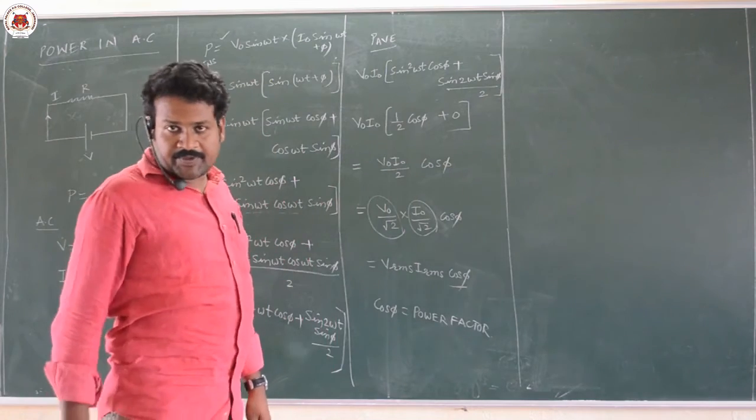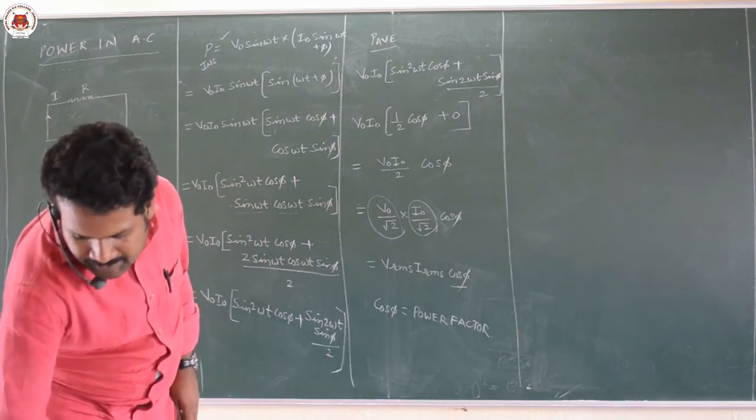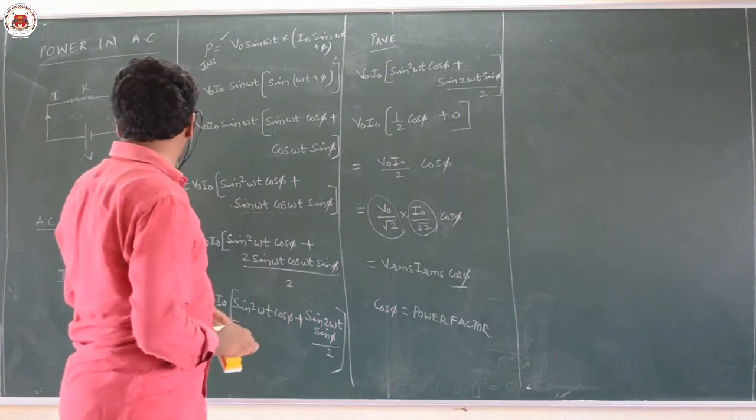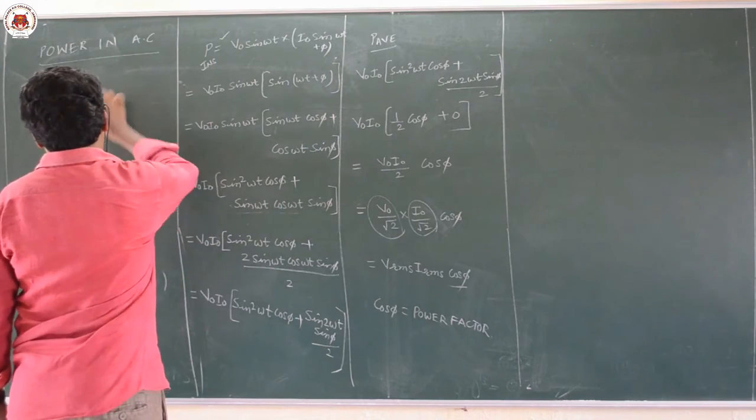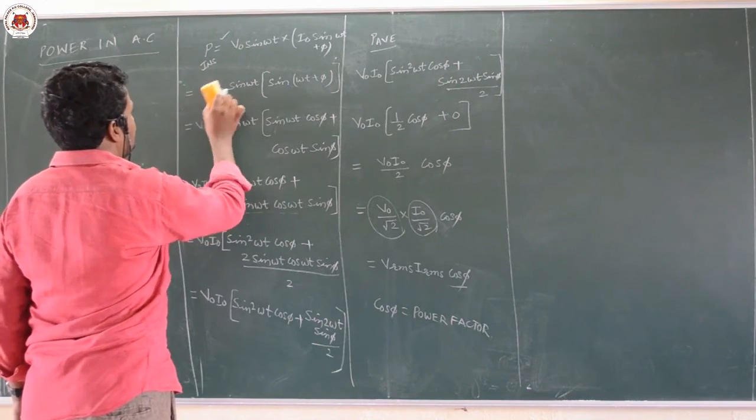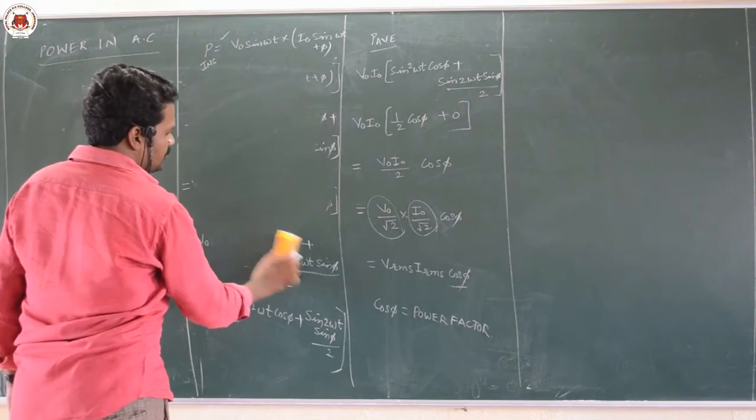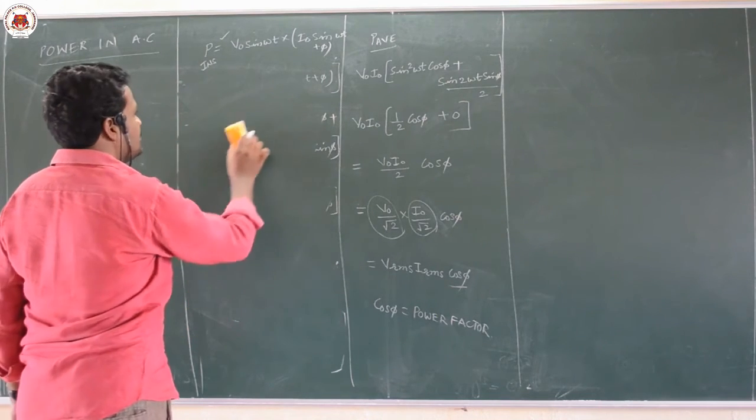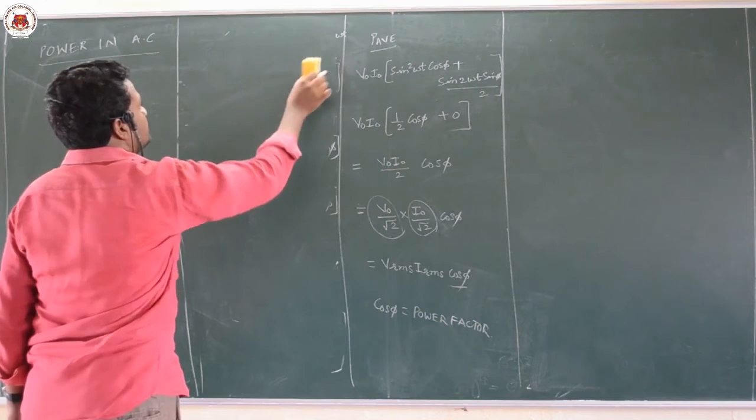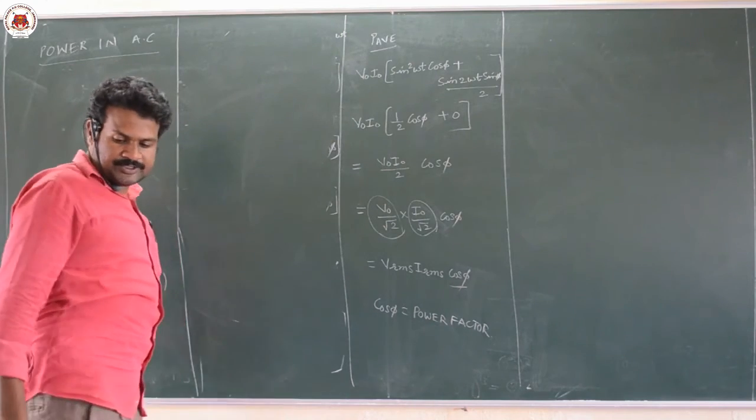Now, if you go for different types of circuits: if you apply AC to a resistor, what is the power value? If you apply AC to an inductor, what is the power value? If you apply AC to a capacitor, what is the power value? If you apply to an LCR, what is the power value? That we can calculate, where you will get 0.